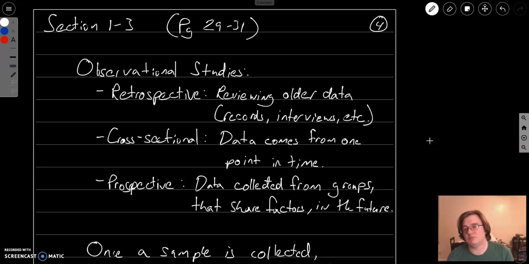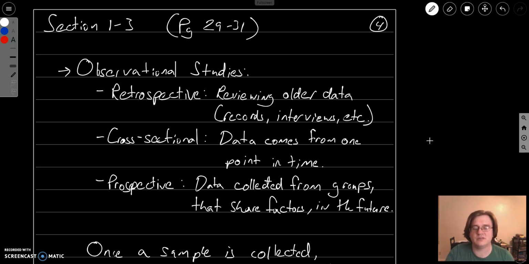Welcome back. This is part 2 of section 1.3, and we'll continue talking about samples and experiments, and we'll start with some definitions involving observational studies. So remember that an observational study is when you just observe something and you're not modifying it in any way to record the results. We're just observing something in the wild, and in particular, we're not affecting what it is we're studying. So there are three types here: retrospective, cross-sectional, and prospective.